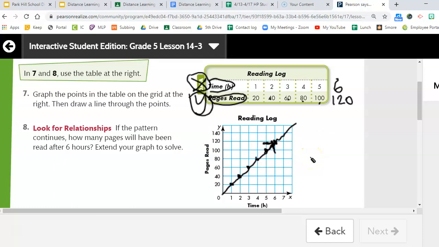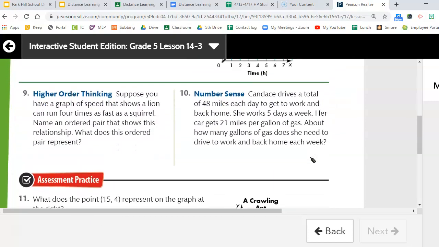Okay, just a few more problems. Number 9. Suppose you have a graph of a speed that shows a lion can run 4 times as fast as a squirrel. Name an ordered pair that shows this relationship. Okay, so this one's going to look like this. So let's say our lion runs 4 times as fast as a squirrel. So let's say the squirrel is our x coordinate. And then let's say the lion is our y coordinate.